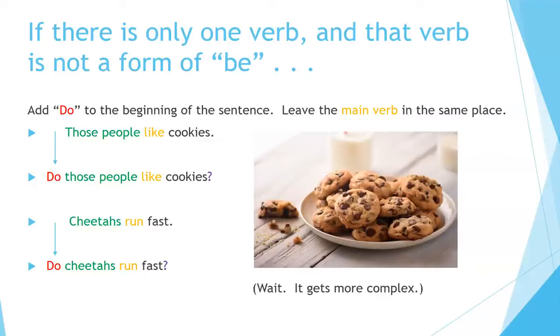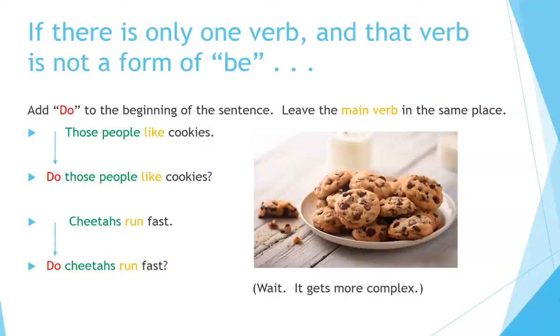If there's only one verb and that verb is not a form of be, add do to the beginning of the sentence. Leave the main verb in the same place. For example, those people like cookies. Add do. Do those people like cookies? Cheetahs run fast. Add do to the beginning of the question. Do cheetahs run fast?